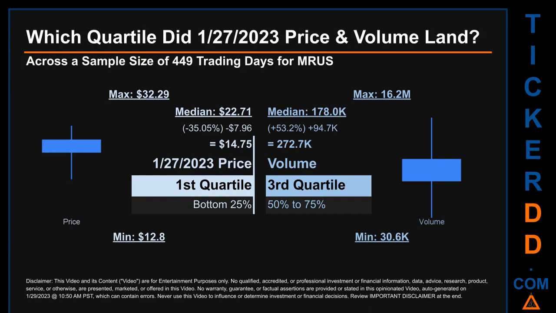Descriptively, MRUS has a median price of $22.71, therefore, January 27, 2023 price was lower from that middle marker by 35.05%. The day's volume of 272.7 thousand was more than the median by 53.2%.